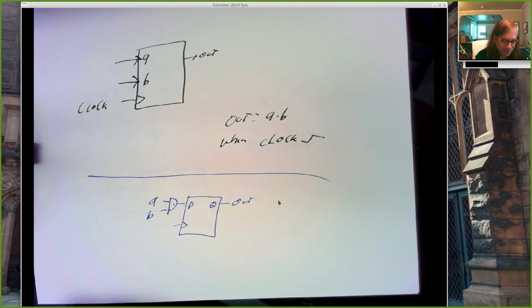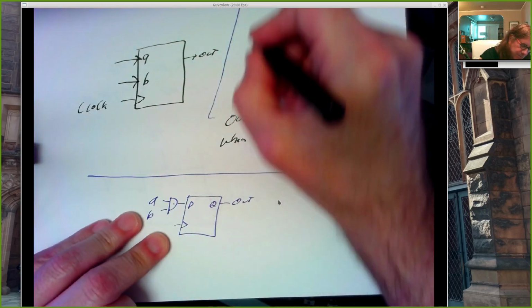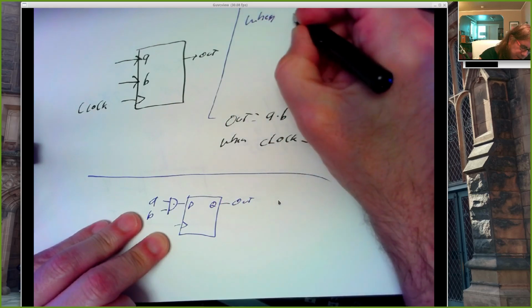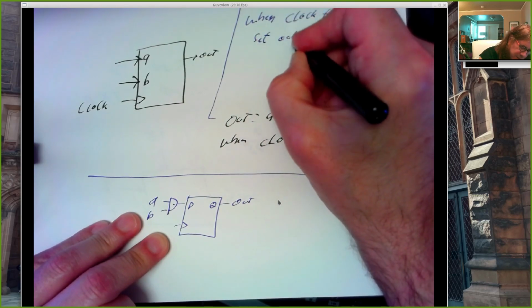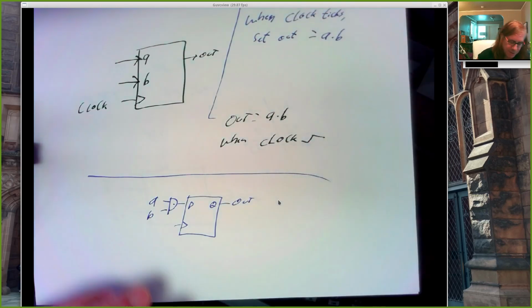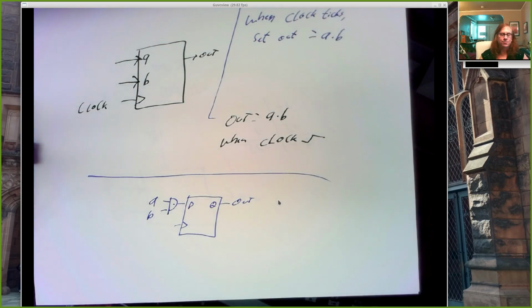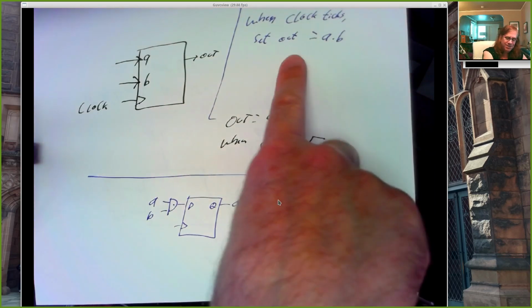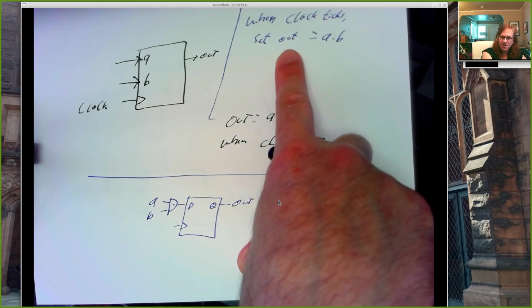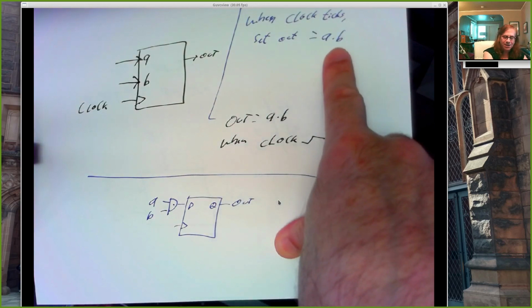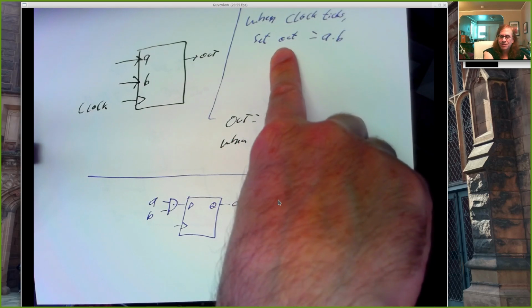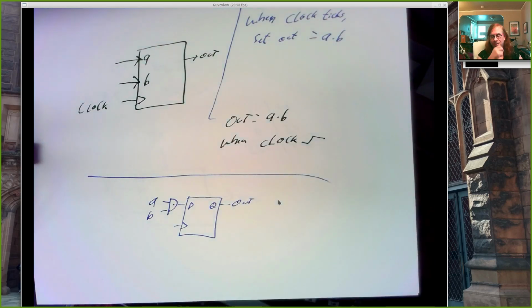So the logic is something like this. When clock ticks, set the output equal to A and B. That's what I'm after in words. Now, I can't make this an assignment statement, because assign, remember, is just connecting a wire, and I can't say, when the clock ticks, go ahead and connect the output of this AND gate to this port, because we can't make and unmake wired connections based on a clock tick, right?